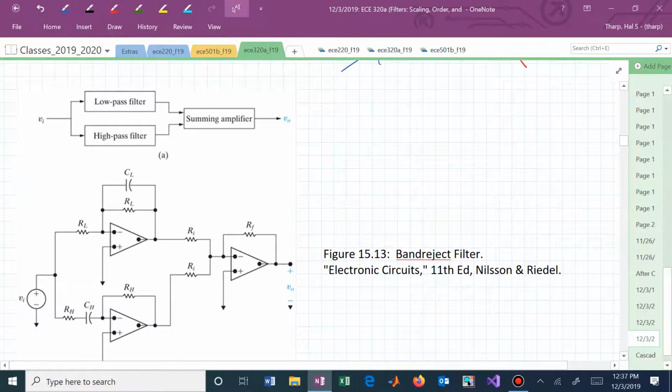Contrast that with how you might create a band reject filter. Now we're not cascading them. These are in parallel. They're now summing these signals. So we have a low pass and a high pass. And what happens here? What color was I doing before? Let's see. This is now our high pass.